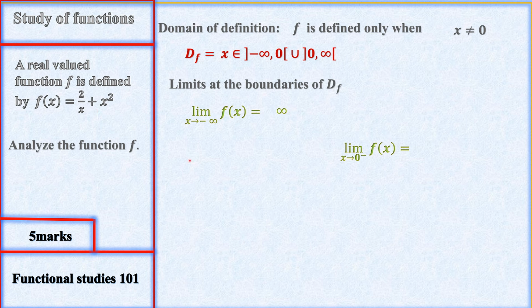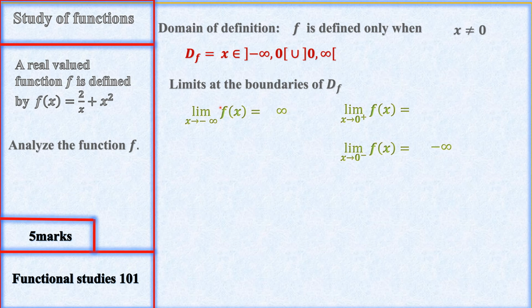And now compare when you take a very small number and square it, the number becomes very, very small and positive. So it means that when you take a very large negative number and add it to a very small positive number, the answer will remain very large negatively. So it tends to what? Negative infinity.